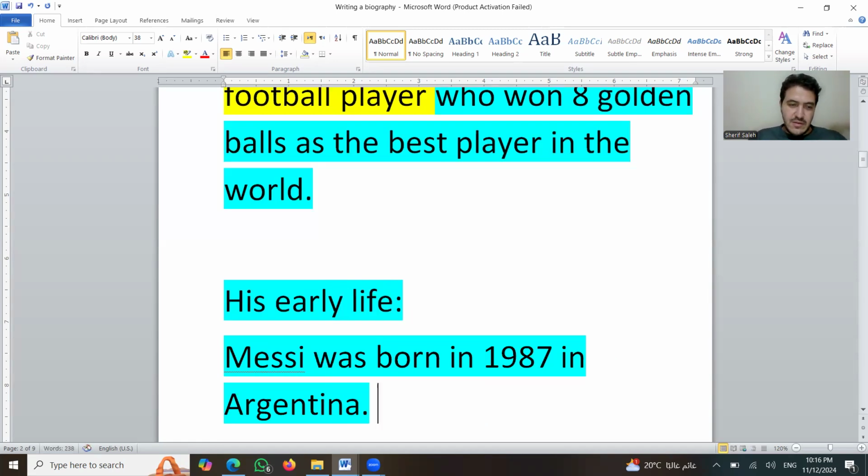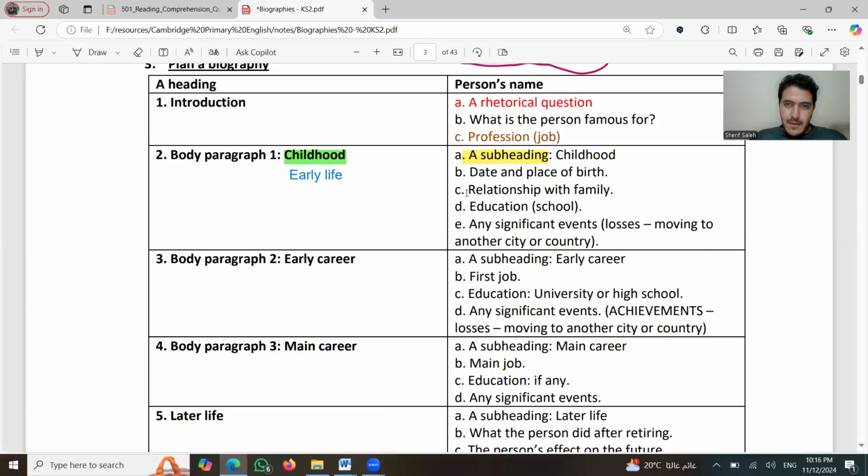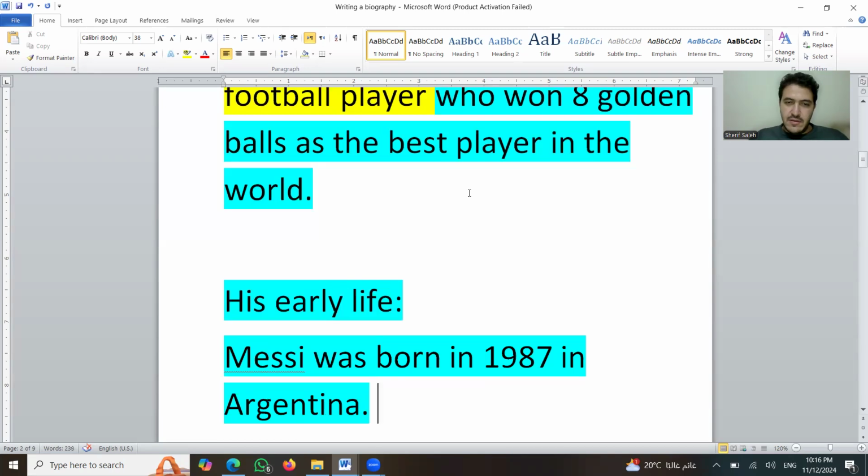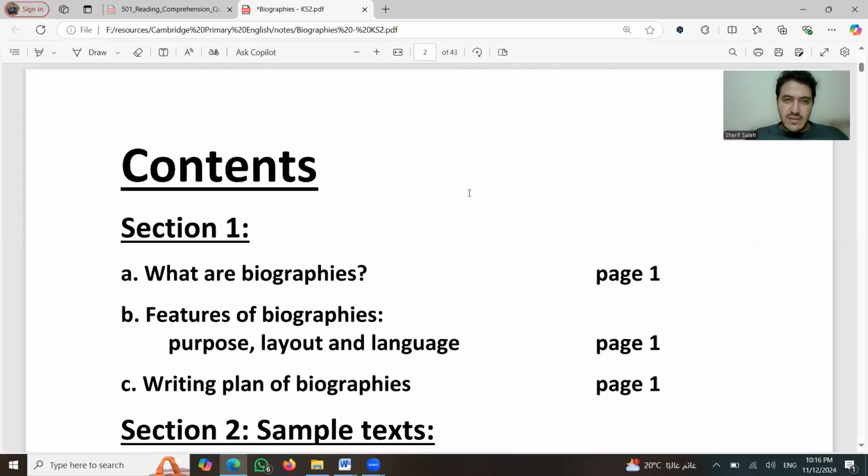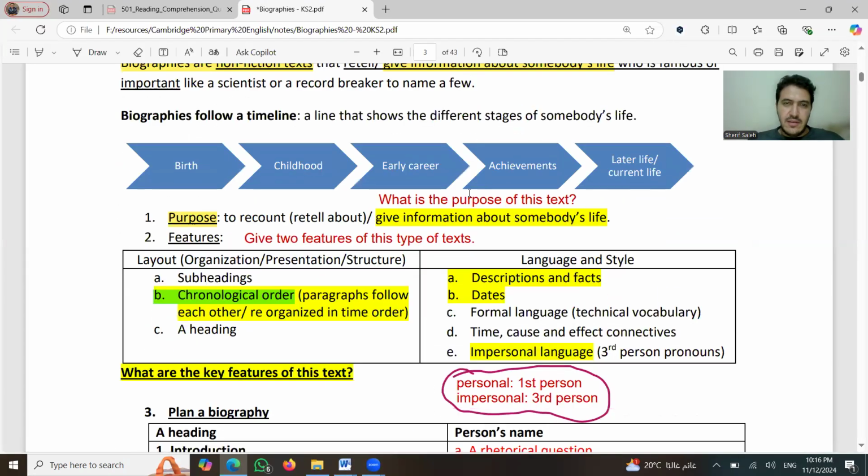As simple as this. After that, we need to speak about relationship with family and education, for example. So how do I learn all this? One good way is to think about the timeline. So we started our writing with the introduction. And after that, we spoke about the birth and childhood.